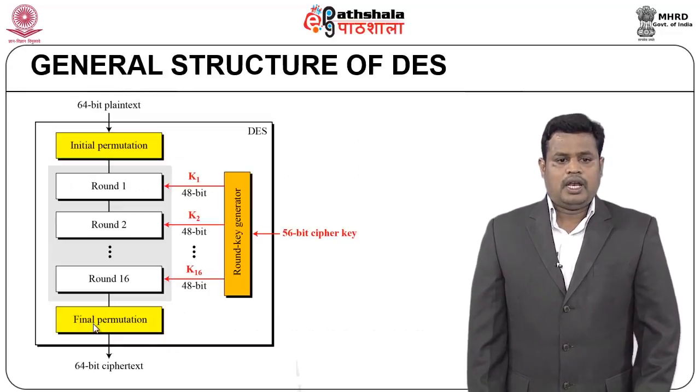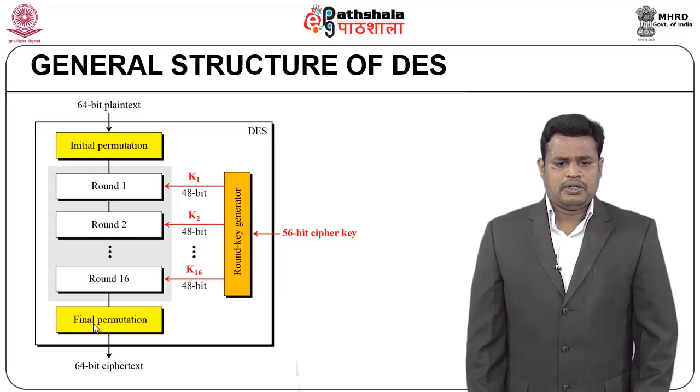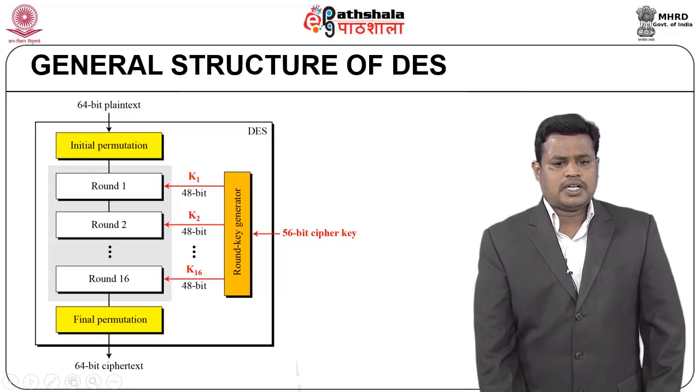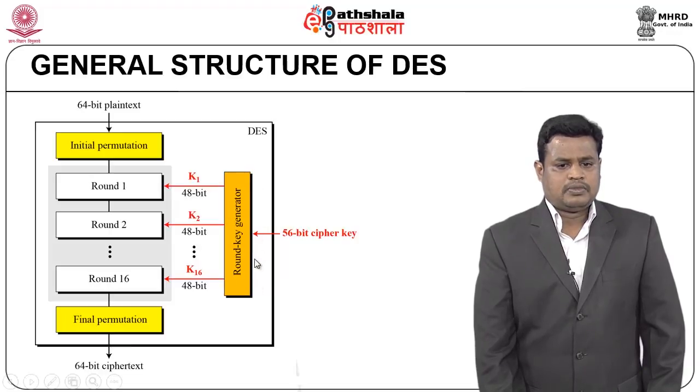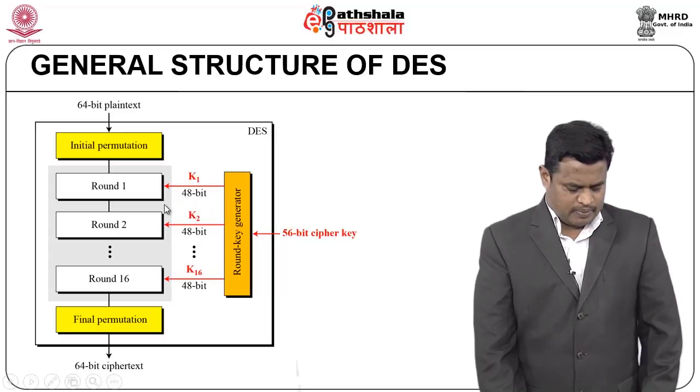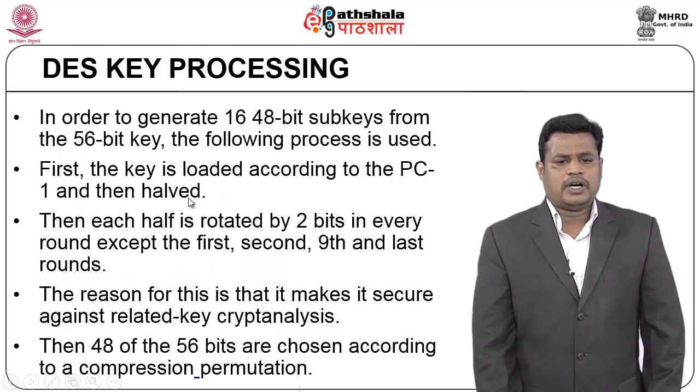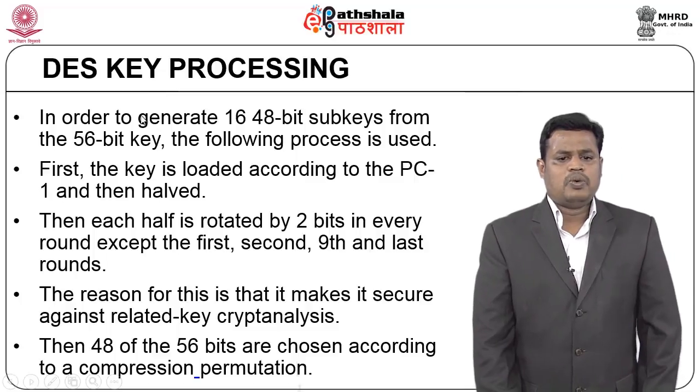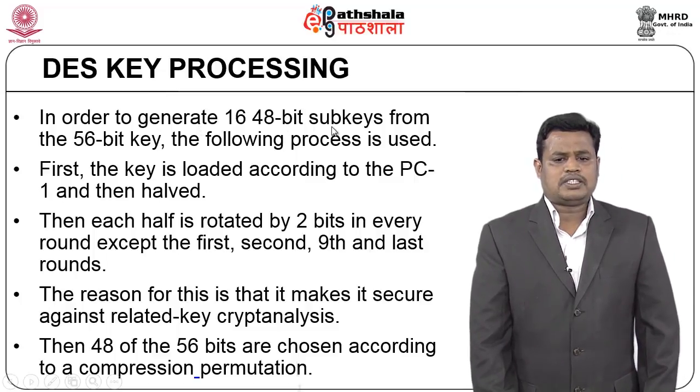In the last lecture about the Data Encryption Standard, we discussed the rounds and their operation, and in addition we discussed the round key generator. Now we need to know how the keys are generated. As we know, there will be 16 rounds, and each round will get a 48 bit key. The round key generator will help to get this 48 bit key. So, how is it going to be generated? The key generation process involves 16 48-bit subkeys from a 56 bit key.